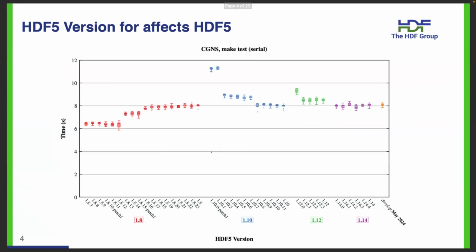Another benchmark we have is CGNS, which I mentioned earlier, is the CFD standard. And this is just testing the make test that it has in serial. So this is the time it takes. We start with 1.8 and go all the way up to 1.14. Again, we see a little bump here in the earlier versions, 1.10 and 1.12. But the 1.12 and 1.14 versions are pretty much similar to what you see in later versions of 1.8. Of course, the earlier versions of 1.8 really perform really well.